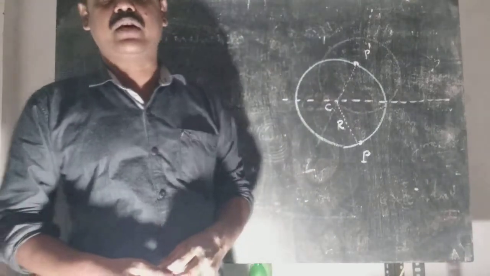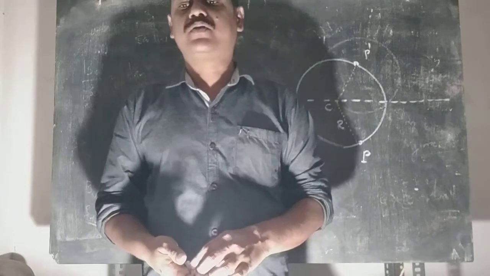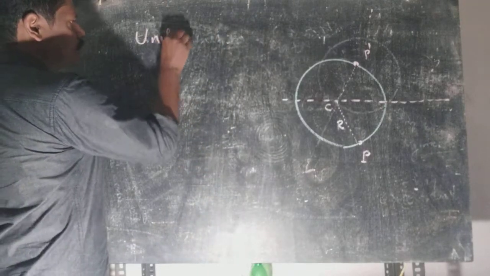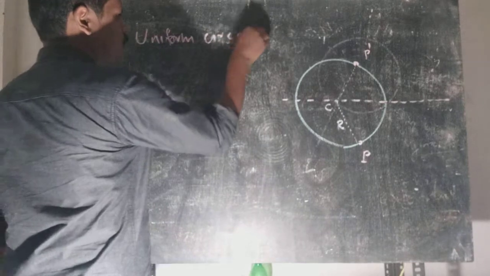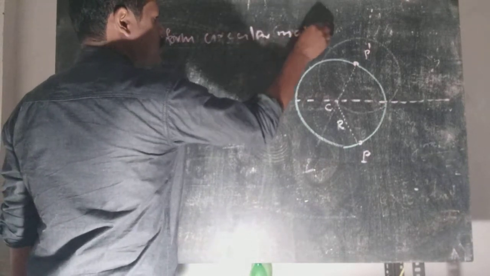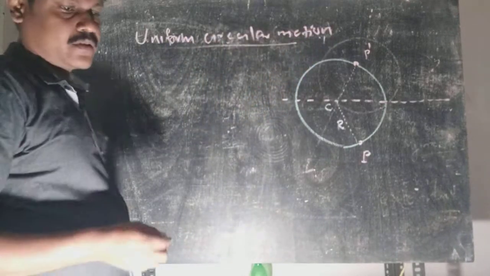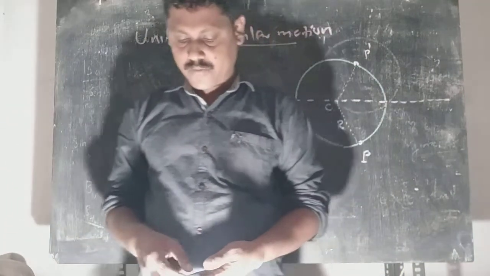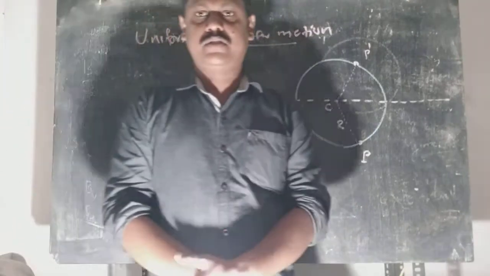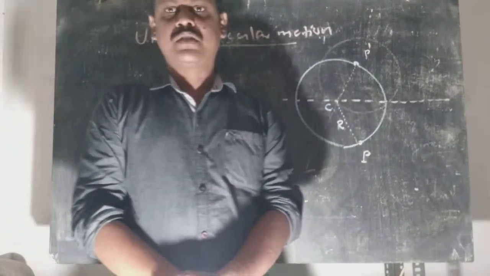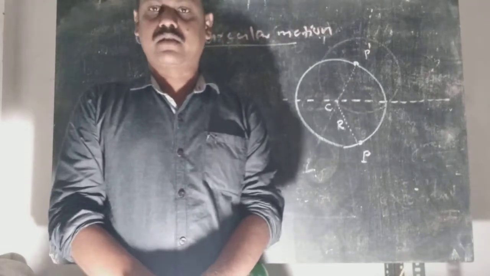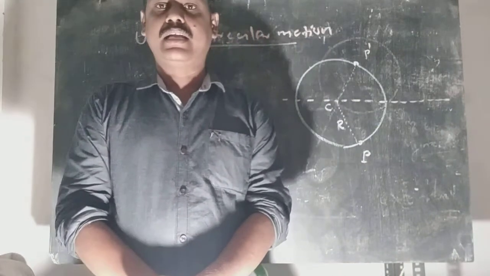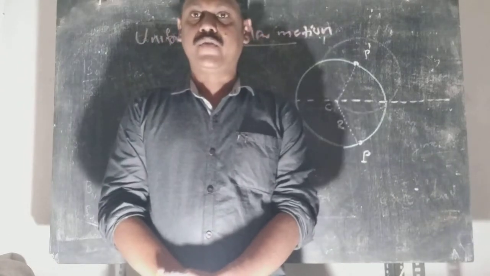And today we are discussing uniform circular motion. First, what is uniform motion? An object covers an equal amount of distance in equal intervals of time. So the magnitude of its speed is constant. Its magnitude of speed is the same at any instant of time. It is called uniform motion.